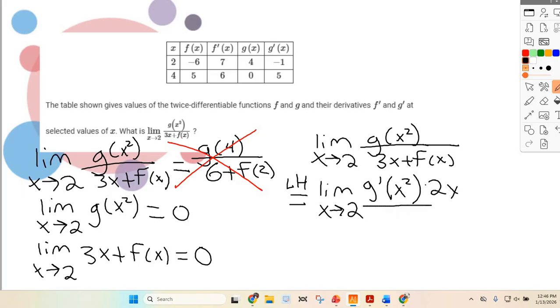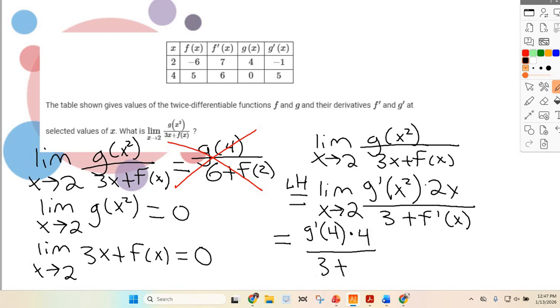Then, what's the derivative of 3x? 3. And what's the derivative of f? F prime. Alright, so again, we want to evaluate now, so we're going to direct substitute. This time I get g prime of 4 times, well 2 times 2 gives us another 4, divided by 3 plus f prime of 2.